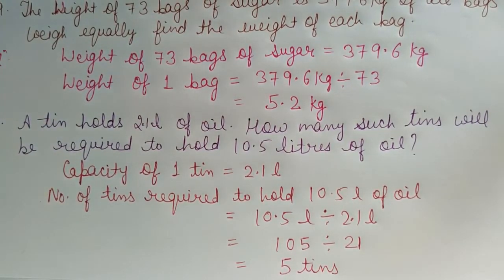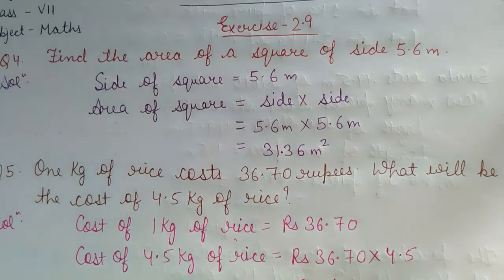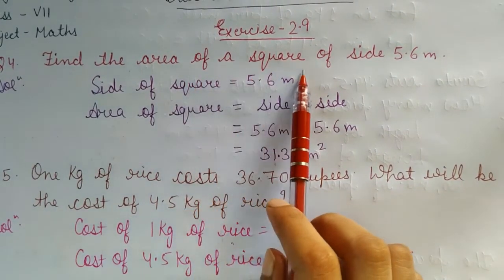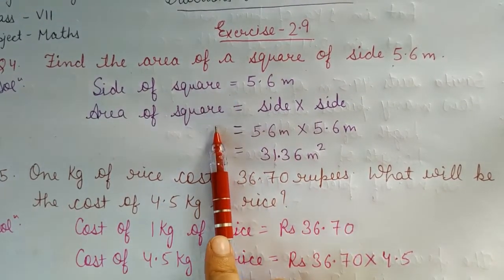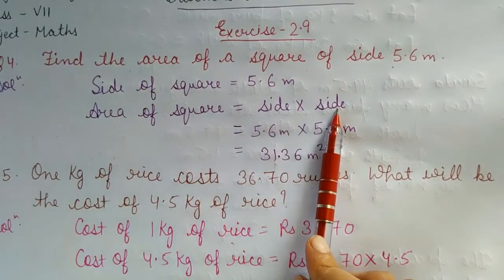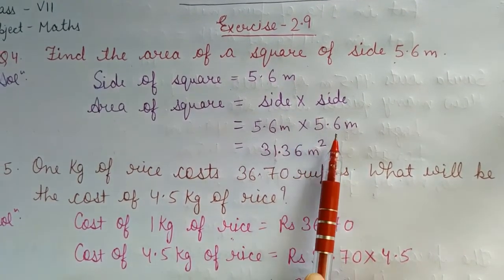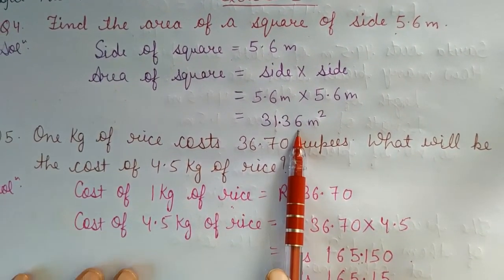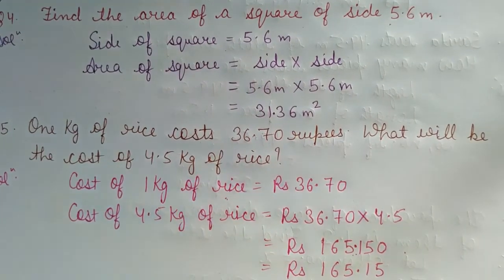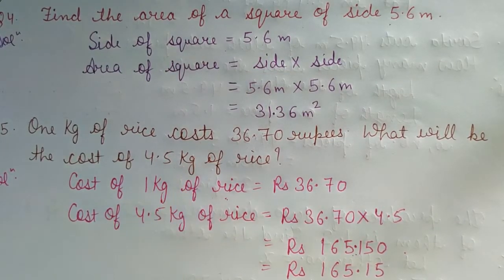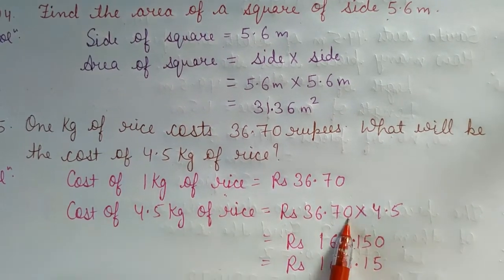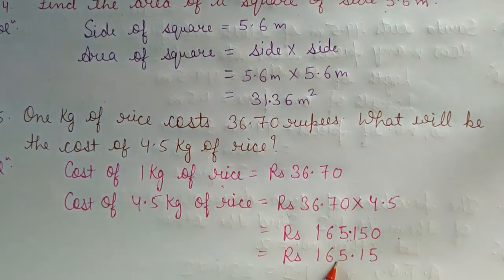Now I am going to do a quick recap of all the questions. Question number 4 was: find the area of a square of side 5.6. Here we were given the side and we have to find the area. So area is side multiplied by side. So we have written 5.6 multiplied by 5.6, that is 31.36. In the next question we were given the cost of 1 kg of rice and we were asked the cost of 4.5 kg of rice. So if we are given the quantity of 1 and we have to find many, we will multiply, and our answer is 165.15.